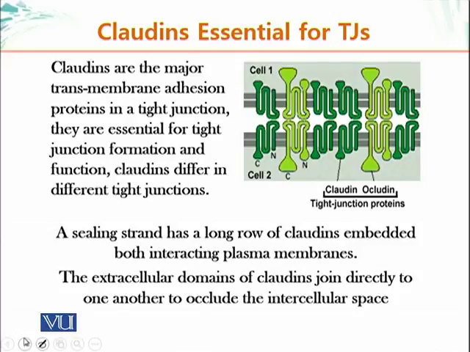We talked about two different types of tight junctions. One is in epithelia, for example, in the gut, and the other is present in the urinary bladder, for example. A sealing strand has a long row of claudins embedded in both interacting plasma membranes. So here we have the plasma membrane of one cell. This is a lipid bilayer, and this is the lipid bilayer of the other cell, and this is the cytoplasm of cell number 2. This is the cytoplasm of cell number 1.